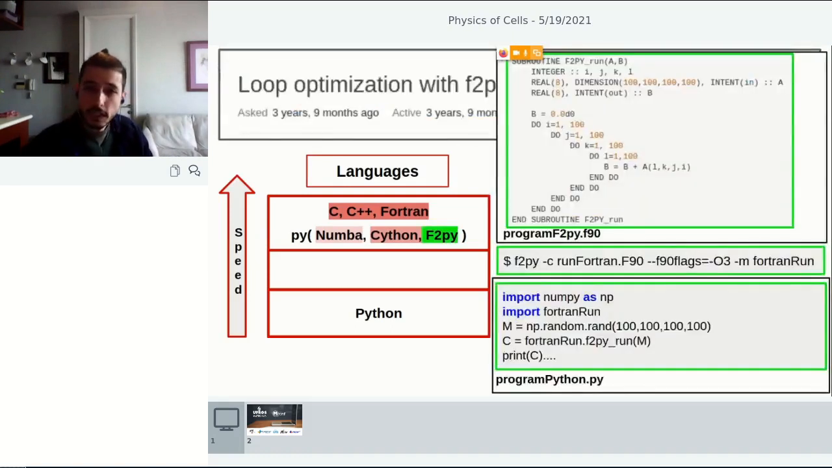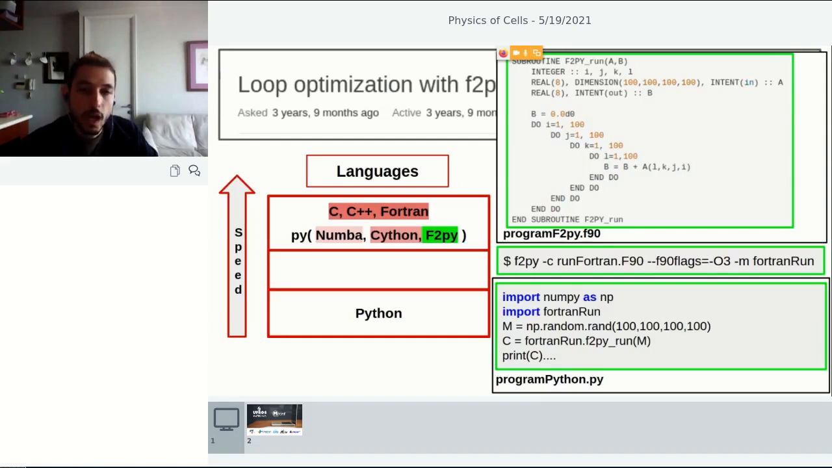But the problem here is that when this person was applying this F2py structure, he did not know about what is called column major or row major. It's related to the way that the Fortran compiler and the C compiler translate the source code to machine code and how this will be allocated on the memory.